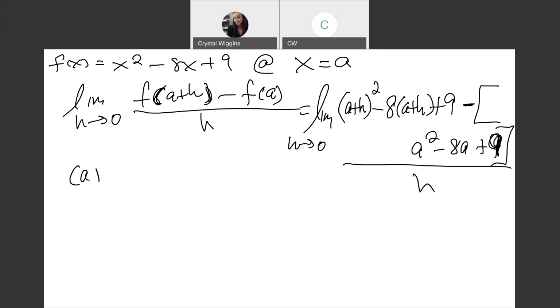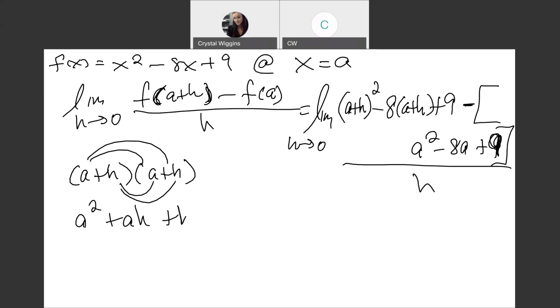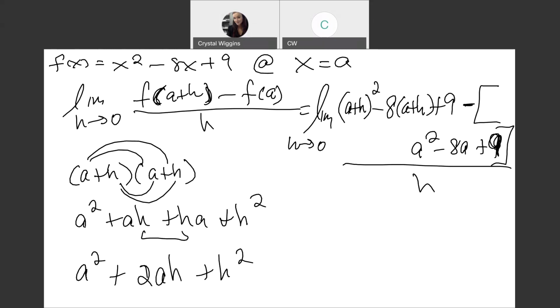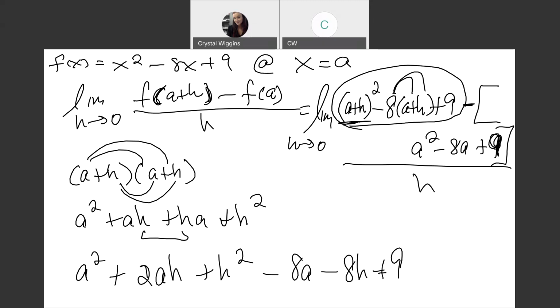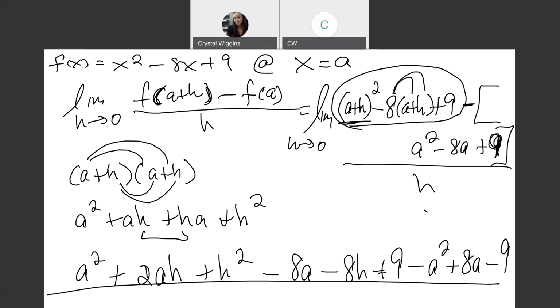Doing our side work, a plus h squared, we have to FOIL it out and distribute, giving us a squared plus ah plus ha plus h squared. Multiplication is commutative, so we have a squared plus 2 of these ah terms plus h squared. That is going to fit in here. We can take the negative 8 and distribute, giving us negative 8a minus 8h plus 9 at the end. That is now the whole first part. Then we distribute the negative sign through the next part of the equation, giving us minus a squared plus 8a minus 9. Still all over h, and we're taking the limit as h approaches 0.